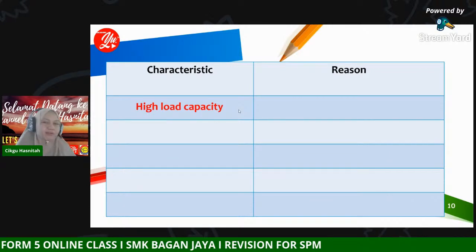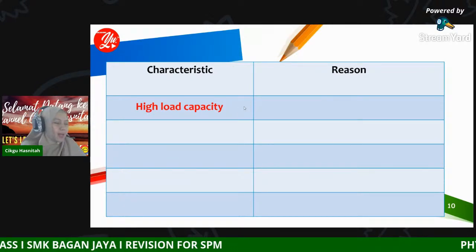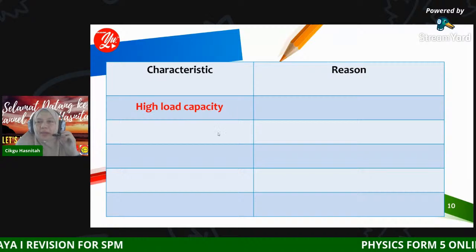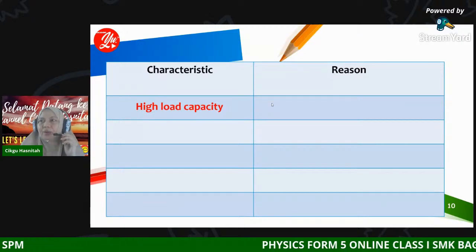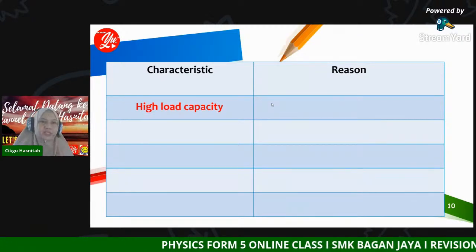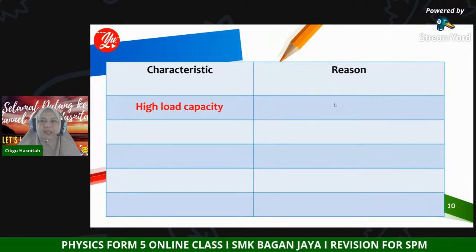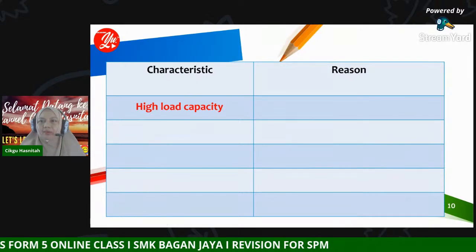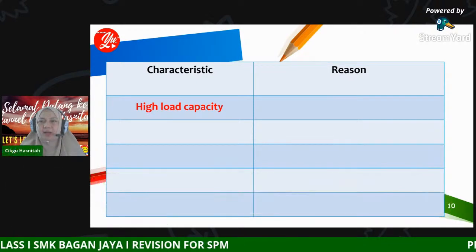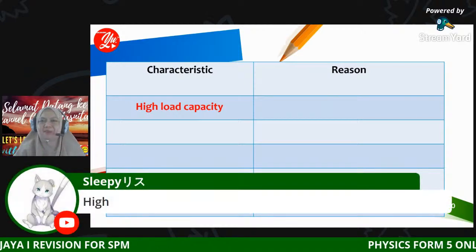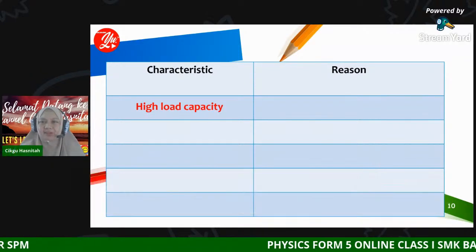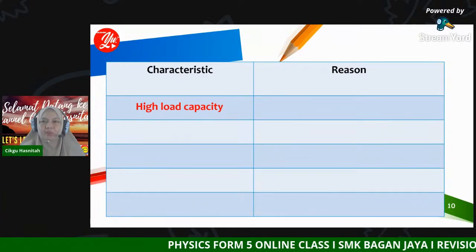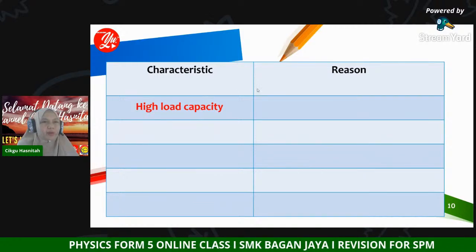Okay, high load capacity. Yes, very good. Hi, Vinci. Hi, Song Jun. Hi, Wei Liang. So what is the reason for choosing high load capacity? Why are you choosing a washing machine with a high load capacity? Give a simple reason, a logical explanation. So with high load capacity, what will happen?